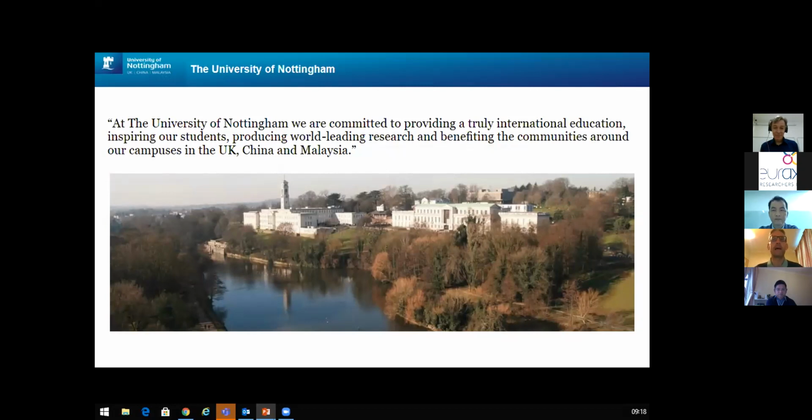So this is our University Park campus, but we're not just a single campus university. We have 3 campuses in Nottingham, but we also have campuses around the world. We've got a campus in China at Ningbo and a campus in Malaysia at Semenyih. So we like to think of ourselves as a truly international university. We're members of the Russell Group in the UK, which is a group of the leading elite research intensive universities.